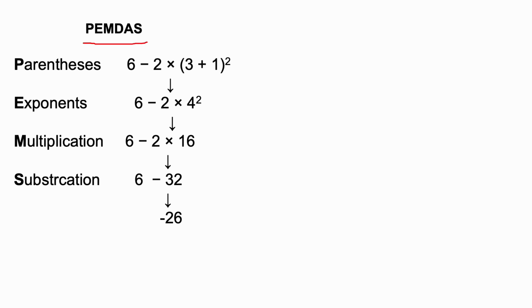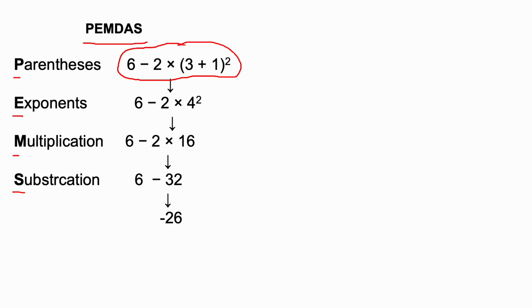Start with parentheses, P, and then handle any exponents, E, followed by multiplication or division. If in any expression you have both multiplication and division, then whichever comes first as you move from left to right. After that you move to addition or subtraction, again from left to right. If you have both addition and subtraction, then whichever comes first as you move from left to right, you should tackle that first. Now let us apply this PEMDAS rule to this problem, which is this expression over here.